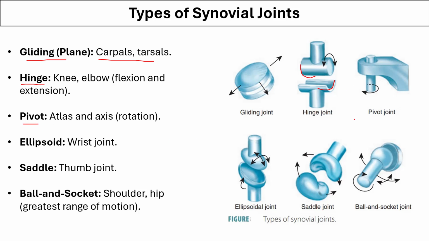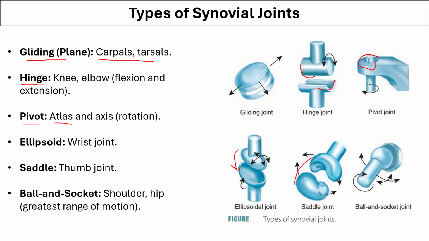Pivot is the joint here. One bone is kind of pivoting over the other bone, as is the connection between the first two cervical vertebrae, and that helps with rotation of your head. Ellipsoid is the one present in your wrist, and this is the kind of arrangement between the two bones. Saddle is in your thumb, and this is how the two bones glide over each other in a saddle joint.